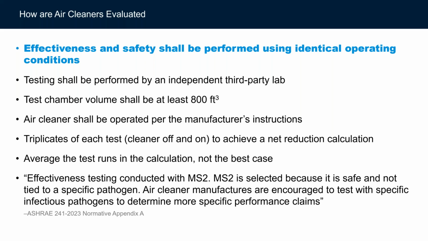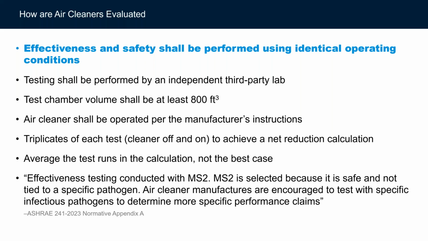As we mentioned, it has to be a third-party test. The minimum chamber size that the OEM has to go find and use for independent third-party testing is 800 cubic feet. That's the minimum test. So it's 10 by 10 by 8 if you think about it spatially. You have to operate it in accordance with the manufacturer's instructions. You can't alter the product as an OEM and have them operate it differently. It has to meet what is out in the marketplace.